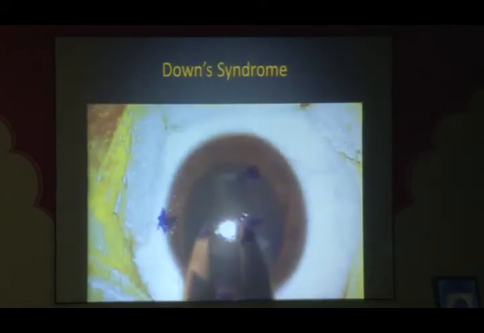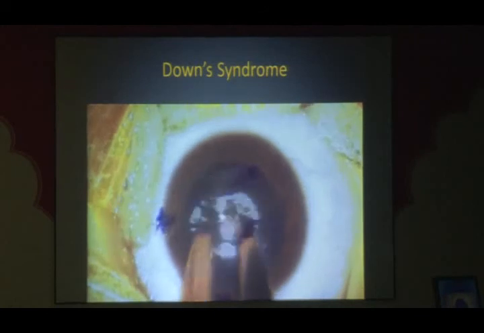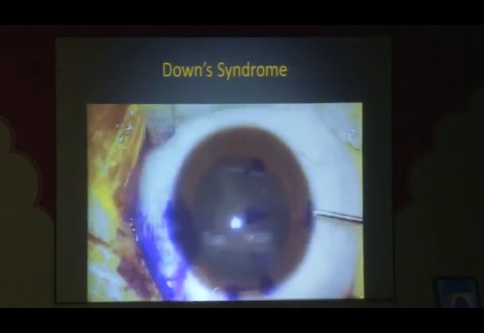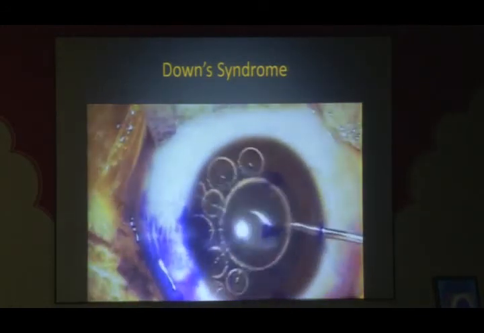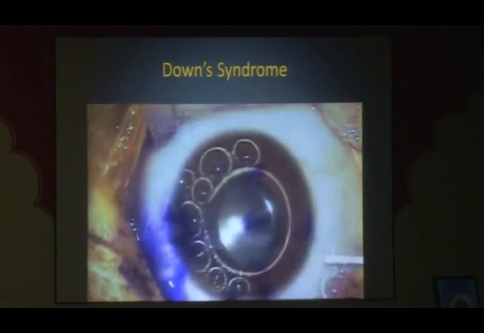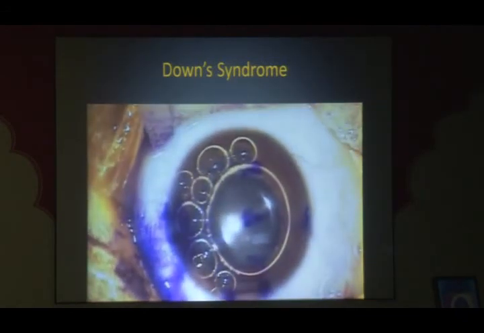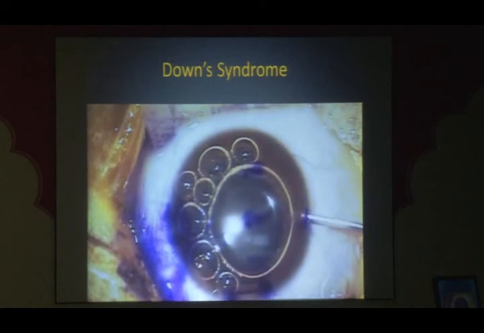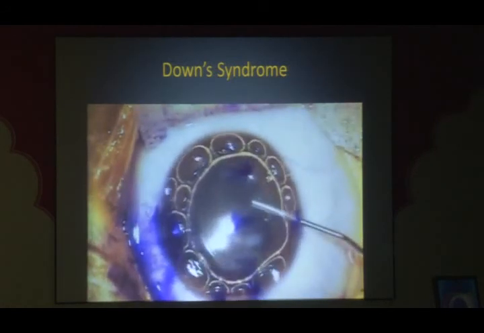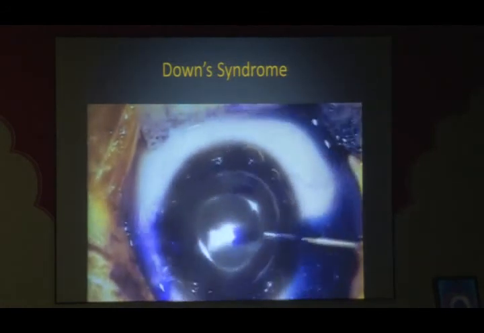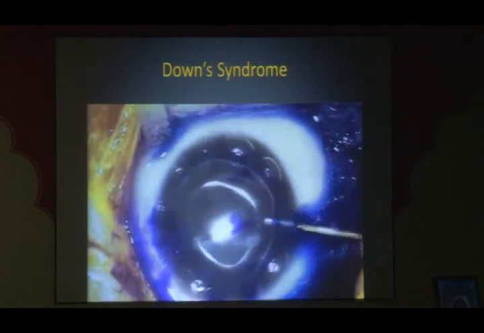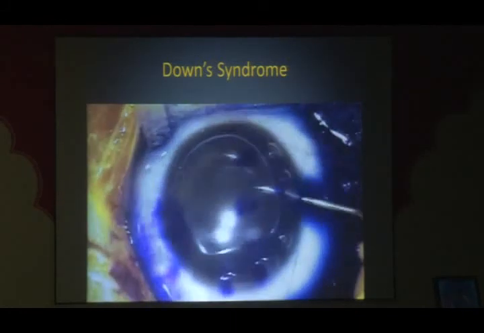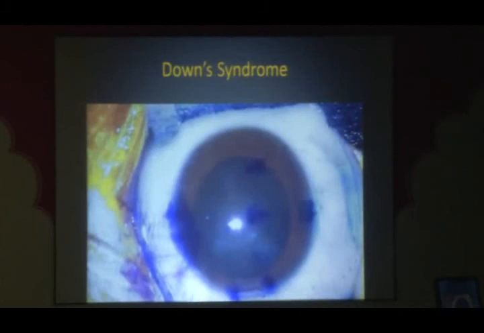So let's take a look at this video that I made. This is a case with Down syndrome. You could use a ring to measure. Here I used forceps, and you'll see how easy it is to take out. This video might take a little time. My trypan blue, I do it under an air bubble. Theoretically, I avoid the trypan blue touching the endothelium.